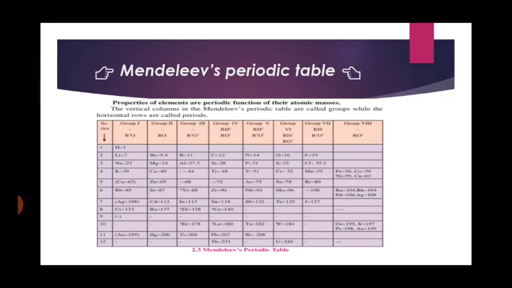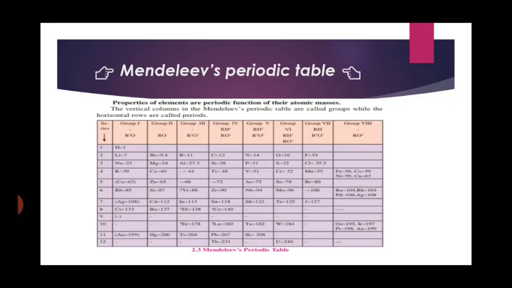Here the vertical columns in Mendeleev's periodic table are called groups, while the horizontal rows are called periods. See here, the arrow is given. There are 7 groups. The horizontal rows are called periods, and the vertical columns are known as groups. Here is group 1: hydrogen 1, lithium 7, sodium 23, potassium 39.